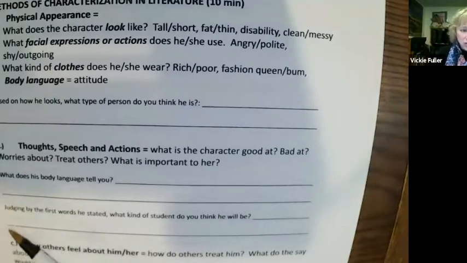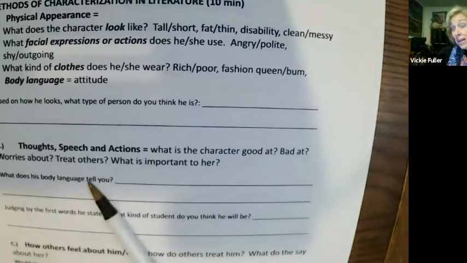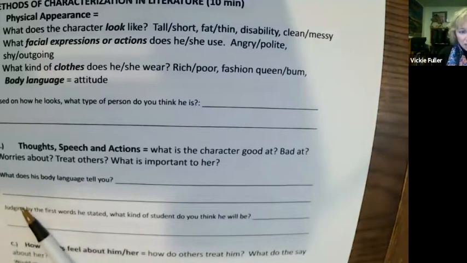I wish you could have seen the whole body language there, but we are going to go back to our questionnaire. And I want you to answer the 2 sections on B. What does his body language tell you? And judging by the first words he stated, what kind of student do you think he will be? Pause the video now.